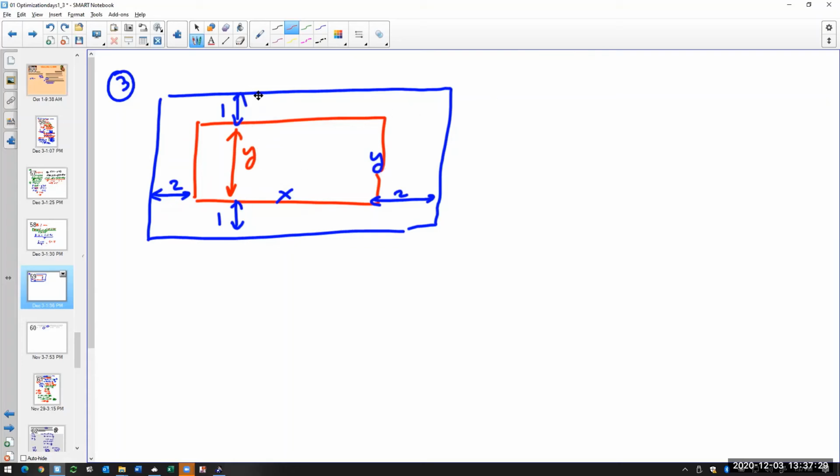So be very careful when you set up your minimum area, because you're trying to minimize the area of this blue area. When you minimize that area, make sure you're saying y plus 2, not x plus 2, times x plus 4, not y plus 4. A lot of times students mix up the x and the y, and then it goes nuts.